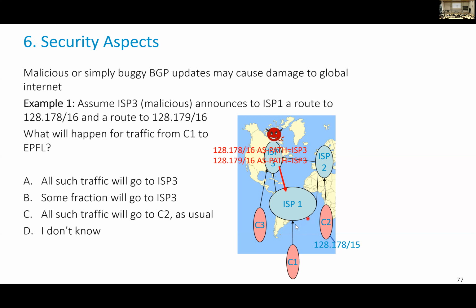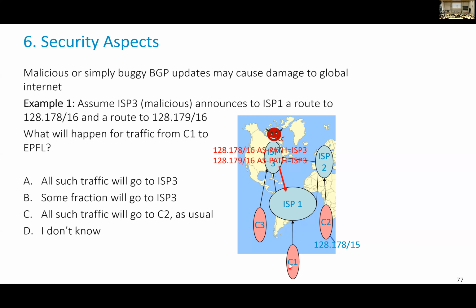injects into ISP1, so ISP3 is in the US, injects into ISP1, the two 16-bit subprefixes of EPFL IPv4, 128.178/16, 128.179/16. They belong to EPFL, but this guy pretends that he or she knows a direct path and informs ISP1 of this here. So the path is ISP3. So this guy is saying EPFL is directly connected to me.